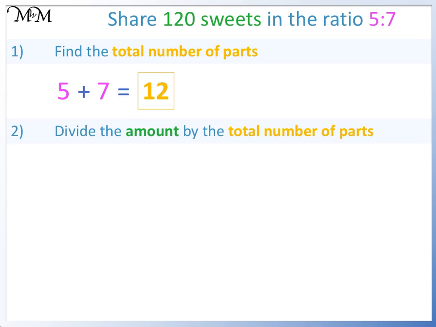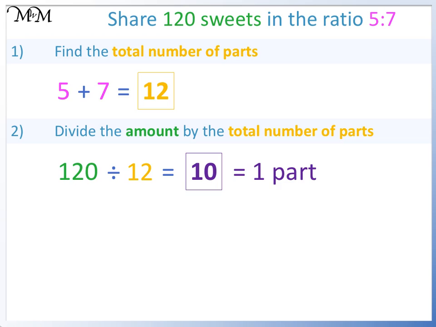Step 2. Divide the amount by the total number of parts. The amount is 120, and the total number of parts is 12. 120 divided by 12 equals 10. So one part is 10.